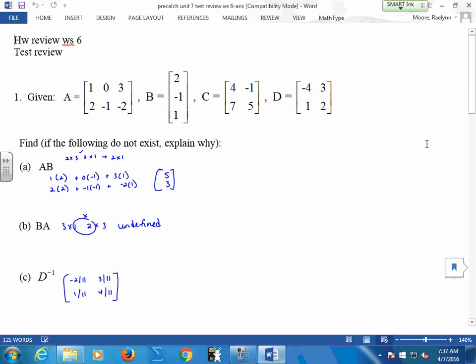So again, be careful of your dimensions. My A is a 2 by 3, my B is a 3 by 1, so the 3's hit together, and I result in a 2 by 1. This is undefined, so I can't multiply these. Remember, they're not commutative. It might be, if it's a 3 by 3 and a 3 by 3, obviously it would be, but they're not commutative. They have an associative property, but not a commutative.